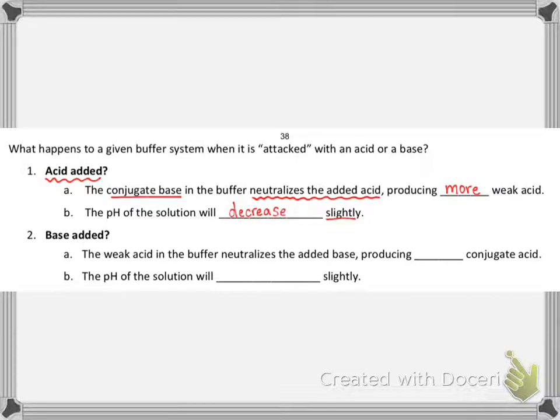And then if you add a base, the weak acid in the buffer will neutralize the base, and that's going to produce more of the conjugate base. Now you have a little more conjugate base, so the pH of your solution will increase again slightly. Okay, next we're going to look at how to represent a buffer system using chemical reactions.